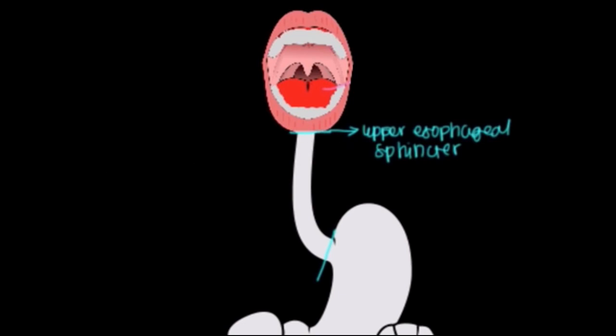And so when I say that we're going to tell the muscle to relax, that implies that this muscle here is under our control. So it's composed primarily of skeletal muscle. So it's under voluntary control. And down here, I'll draw a squiggly line, we have the lower esophageal sphincter.